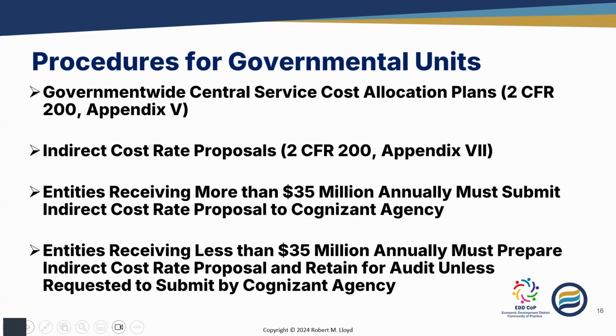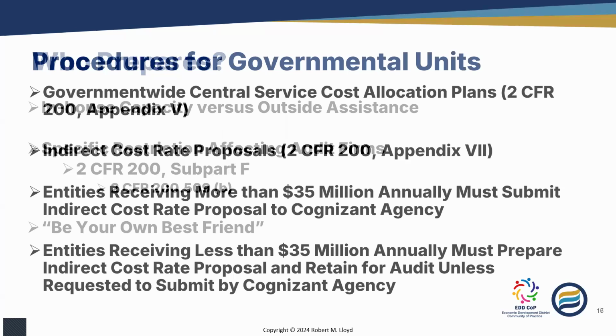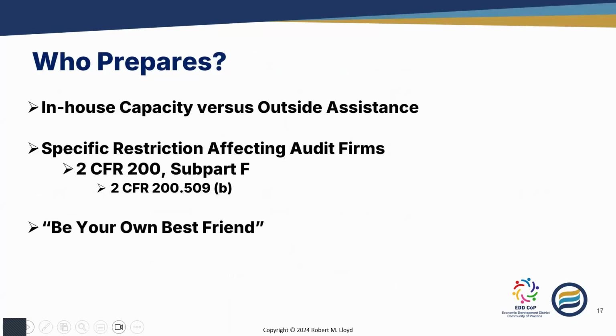Now, who prepares the indirect cost plan? Slide 17. There are certainly organizations out there, certified public accounting firms, consulting firms, and the like, who are offering services to organizations like yours to prepare the necessary documentation and squire that documentation to the right federal agency or pass-through entity.